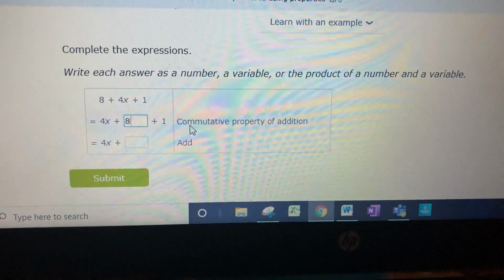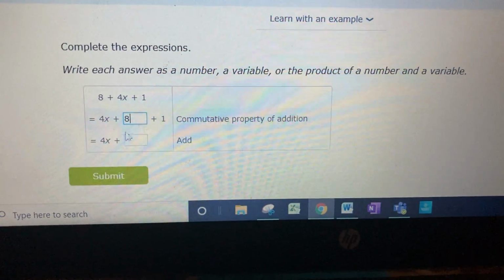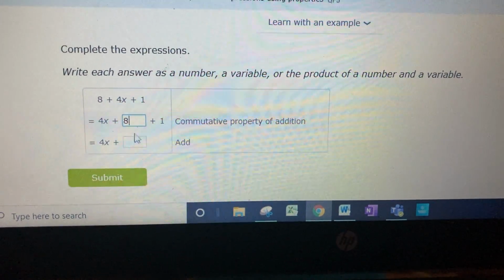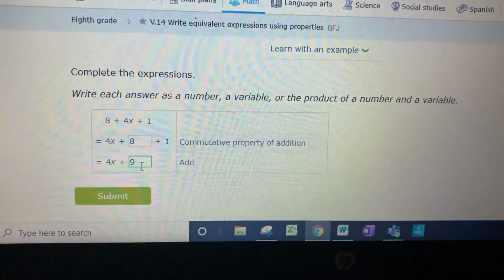And now they say, hey, we want you to add. And you add what you could. So 4x can't be combined with the rest of this, but 8 plus 1 gives you 9.